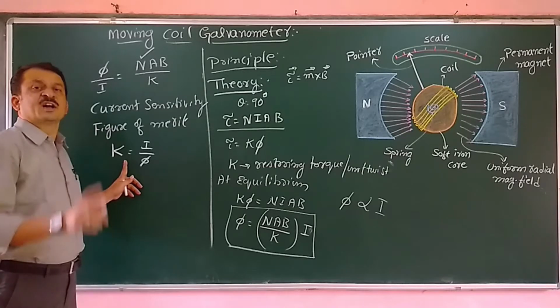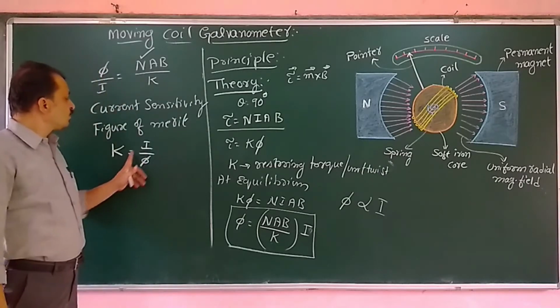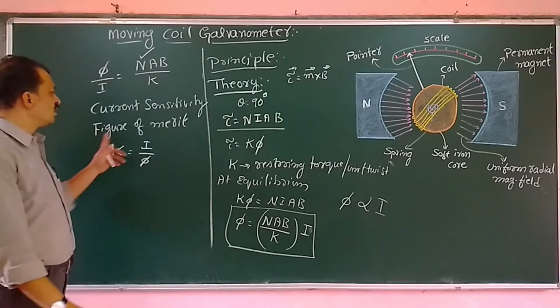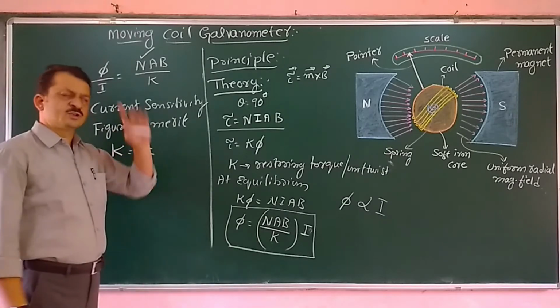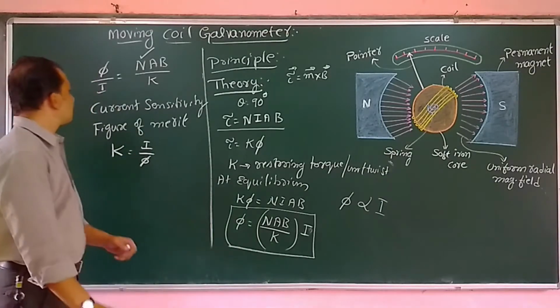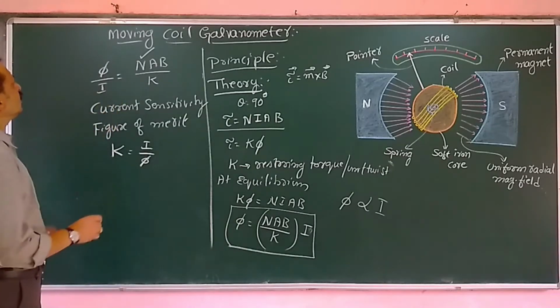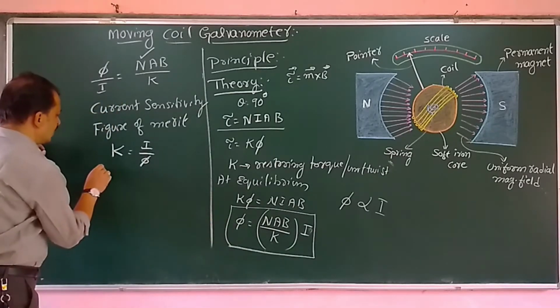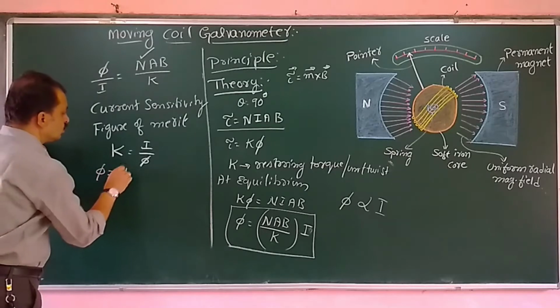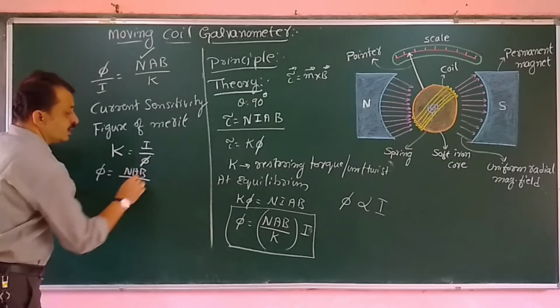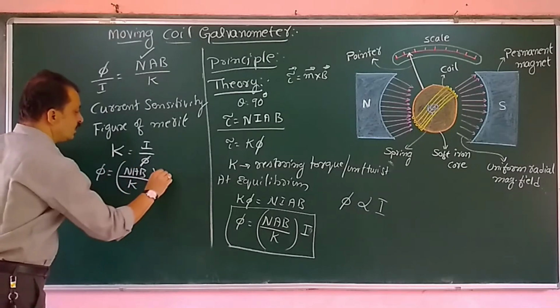The current for unit deflection in the galvanometer is called figure of merit, that you will study in the lab. Okay. Next, take the same relation. Phi is equal to N A B divided by K into I.